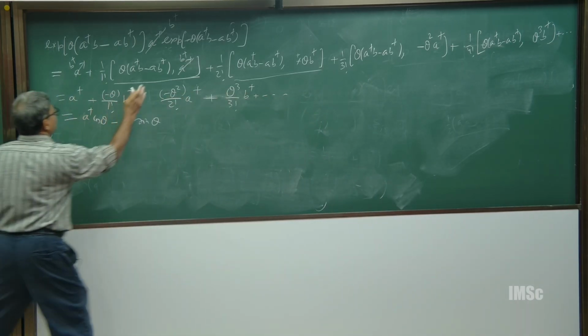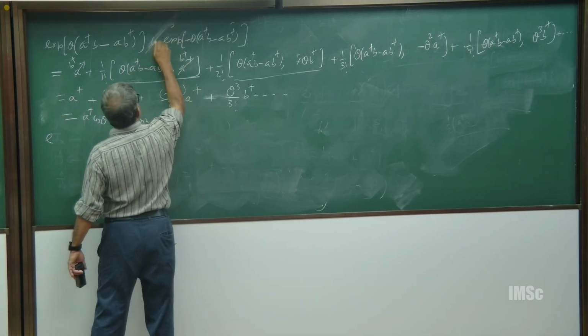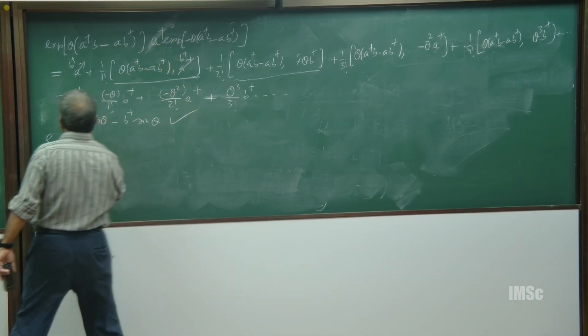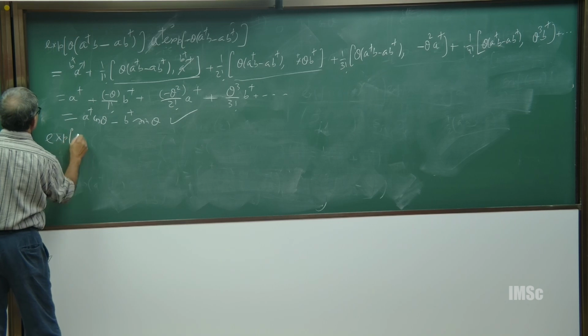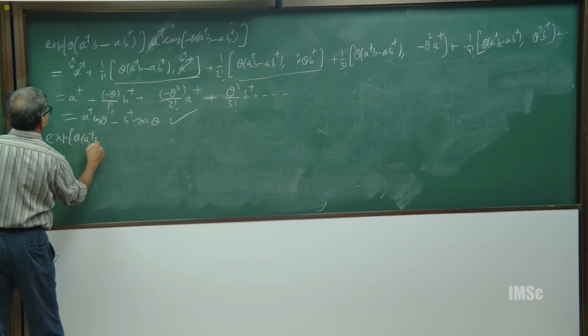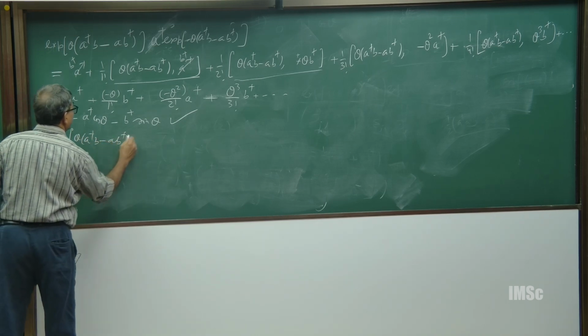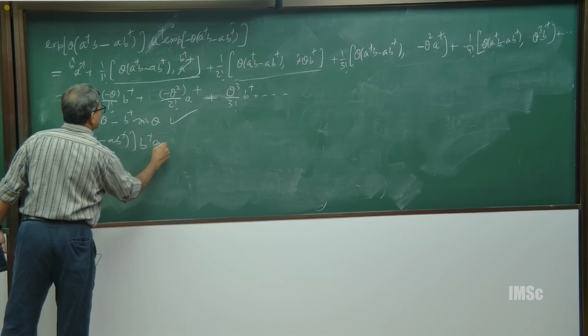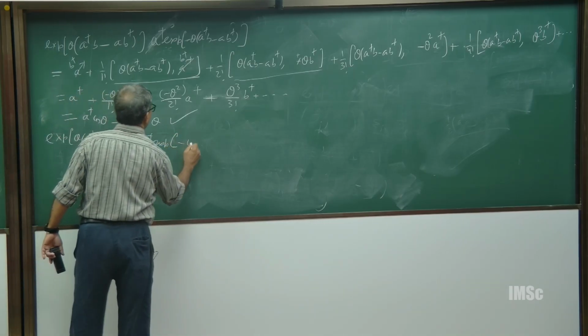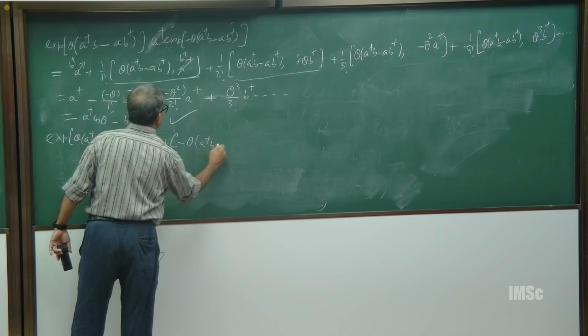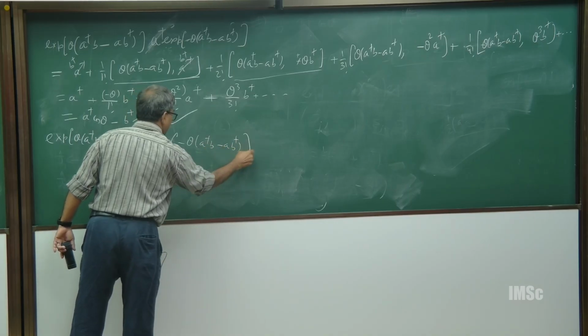So maybe I'll not do it here. Okay, so this is fine. Now I will not do it here. You can do it as minus A B dagger, then B dagger, then exponential of minus theta times A dagger B minus A B dagger.